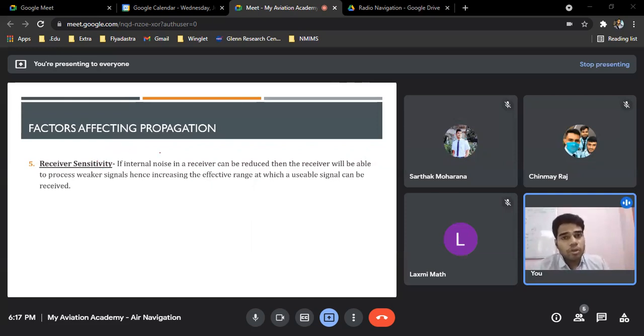What happens is, let's just talk about the receiver now. If this is my receiver, and I am receiving these signals, if my receiver has internal noise, it will not be able to hear or sense those small radio waves, the radio waves which have less energy inside them. So it is reducing its effective range. So we always need to reduce the internal noise that has been created so that we are able to hear or actually sense those small radio waves.